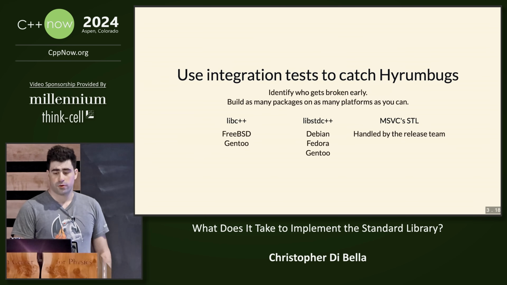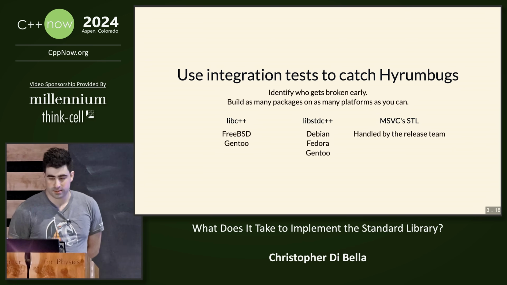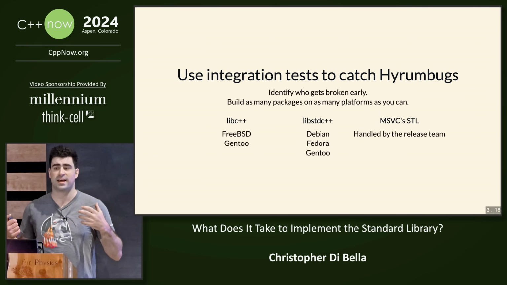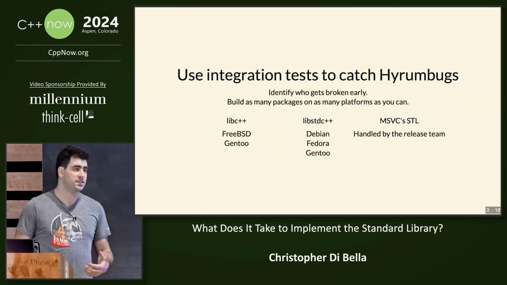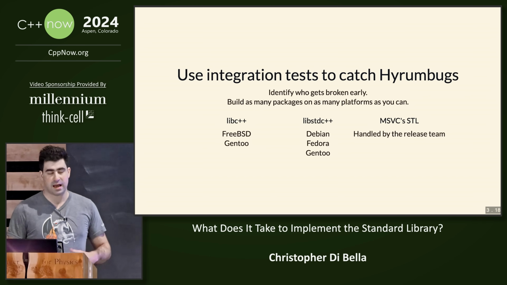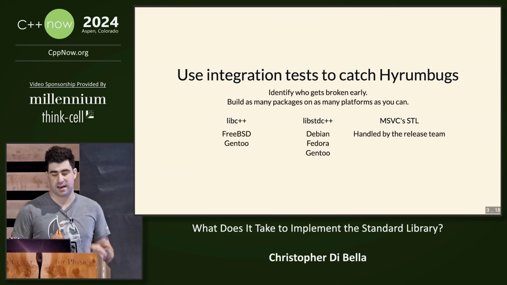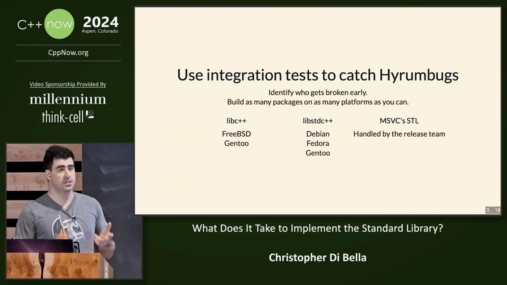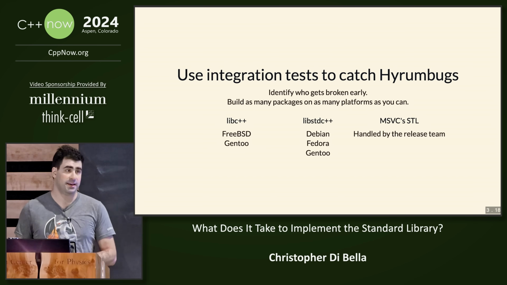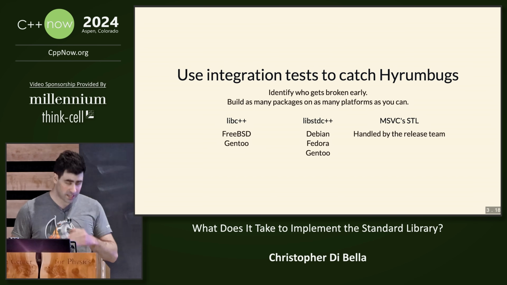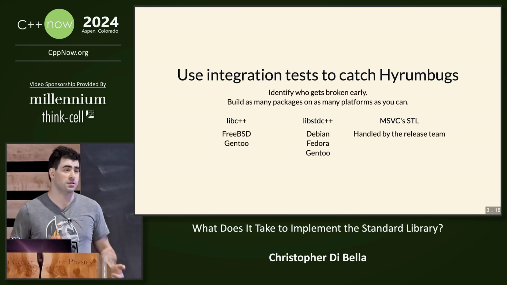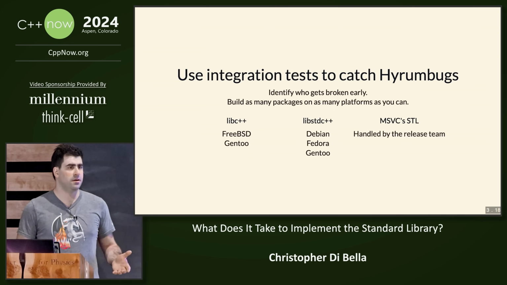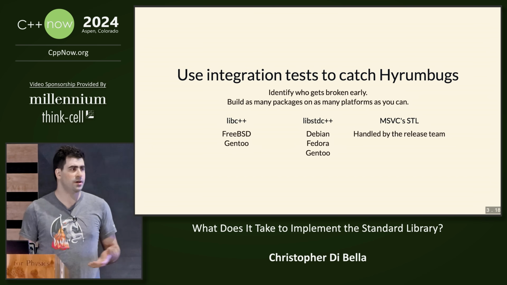The next thing we can try and do is what's called integration tests. Now, again, unit tests check for functional correctness, but they also do that in isolation. Integration tests are pretty much the opposite. They check that everything works together as a whole. And Hyrum's law is eventually going to catch up with you. So the best way to identify it is to build as much as possible with your library as you possibly can. And the standard library is kind of unique in this regard because it enjoys broad usage.